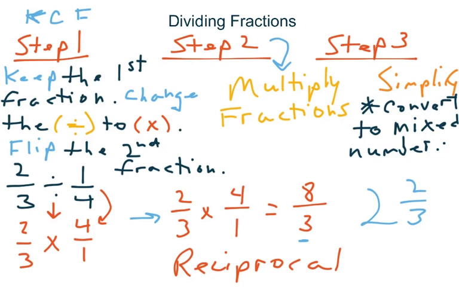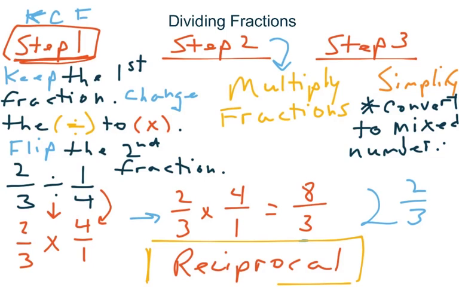So remember, keep the first fraction. If we go back to the very first step, you're going to keep the first fraction. Don't need to do anything to that one. Change the division sign to multiplication. You'd never really divide when you do fractions. Dividing fractions, you really just flip it and then multiply. And then it's that flip, the reciprocal. This is our key term. Reciprocal means flipping the numerator and the denominator, and then you just multiply and then simplify. These are the steps you want to make sure you follow when you divide fractions.